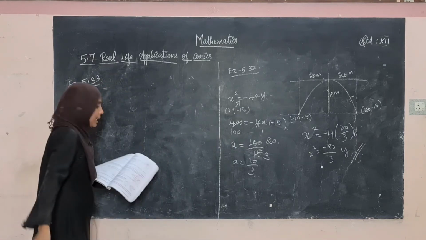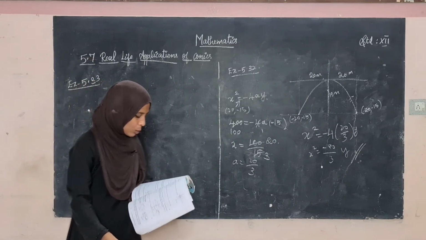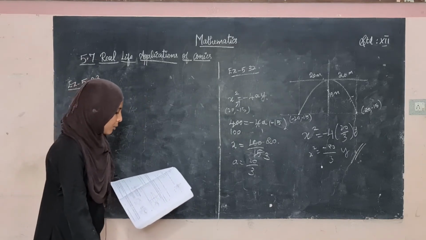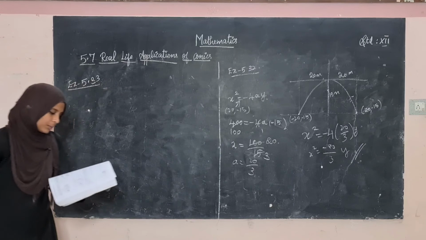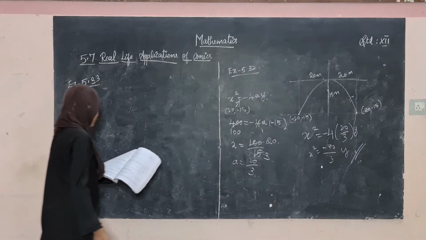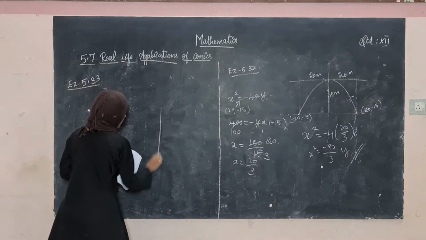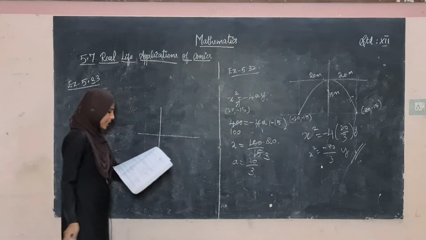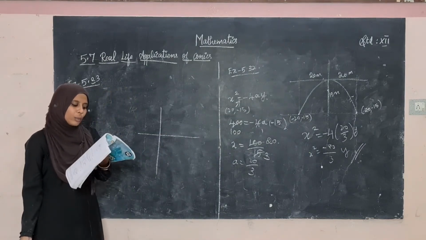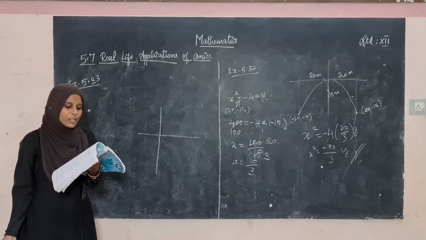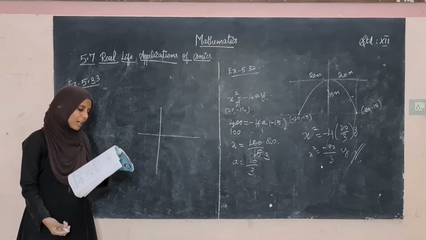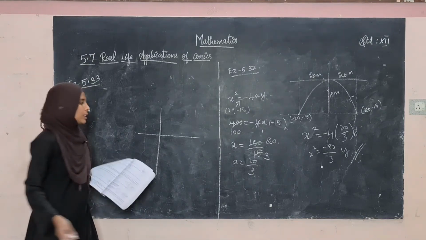Now, we are going to see the reflective property of a parabola. So, if this is the parabola, see in your book it is given that the light or sound or radio waves originating at a parabola's focus are reflected parallel to the parabolic axis, and conversely.